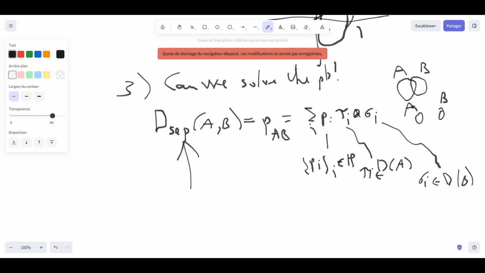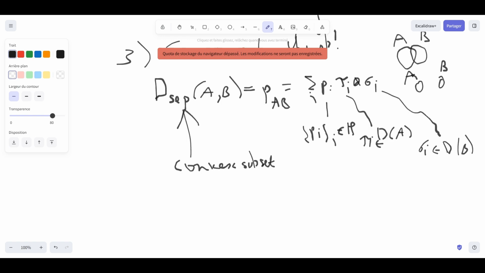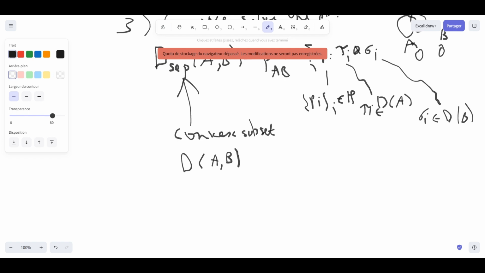I think it is a convex subset because when you have A and B, then this is a subset because they are separable, like this, but here you have more terms in the sum. Anyway, it's a convex subset.